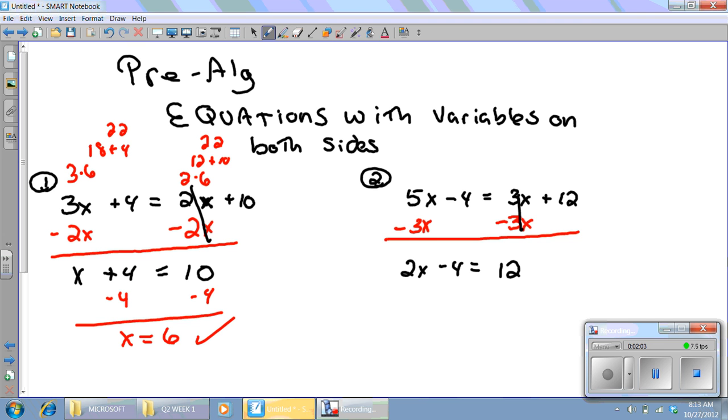Well, here's what I do. I see the 2 is attached by multiplication. To undo that, I'm going to divide. The 4 is attached by subtraction, and to undo that, I'm going to add. And Saddam is going to tell me to undo the addition or the subtraction first. So I'll add 4 to both sides.